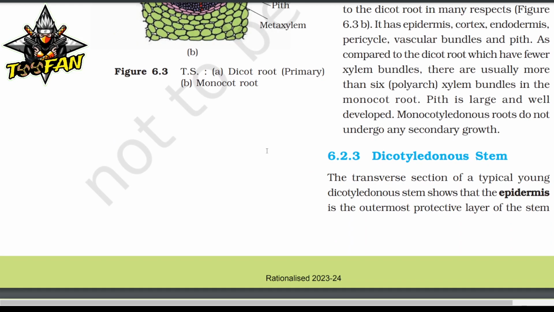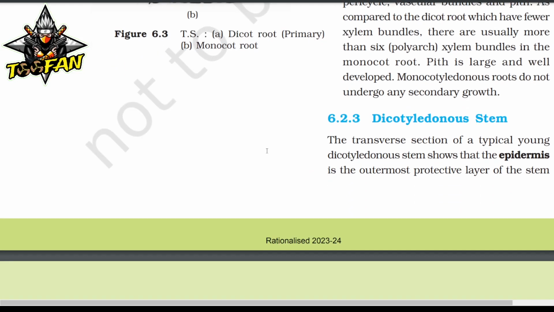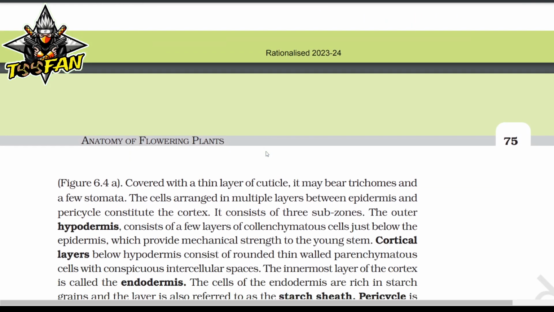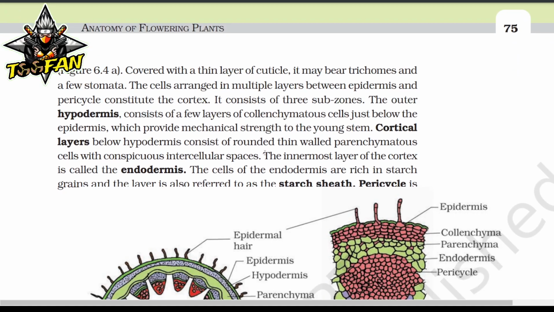Dicotyledonous stem. The transverse section of a typical young dicotyledonous stem shows that the epidermis is the outermost protective layer of the stem, covered with a thin layer of cuticle. It may bear trichomes and a few stomata.